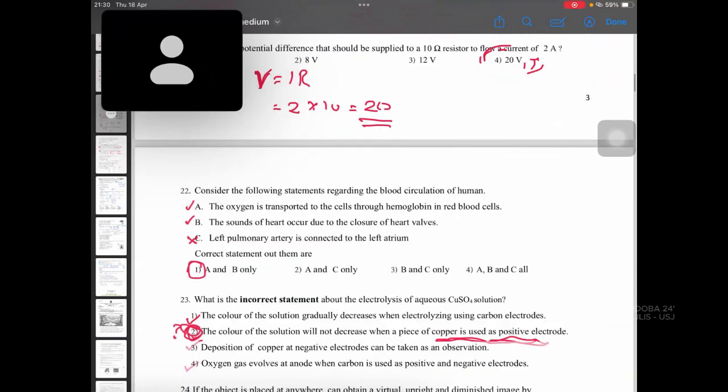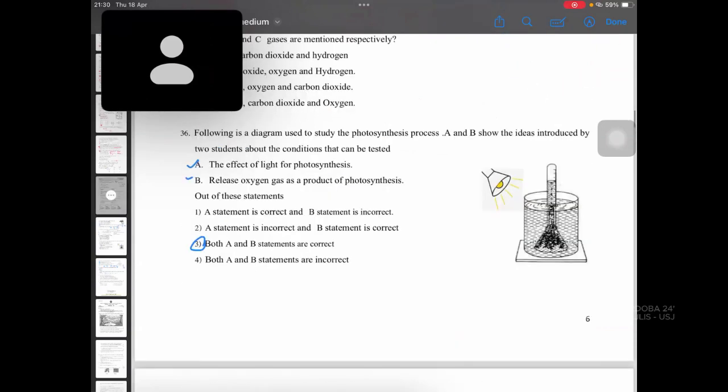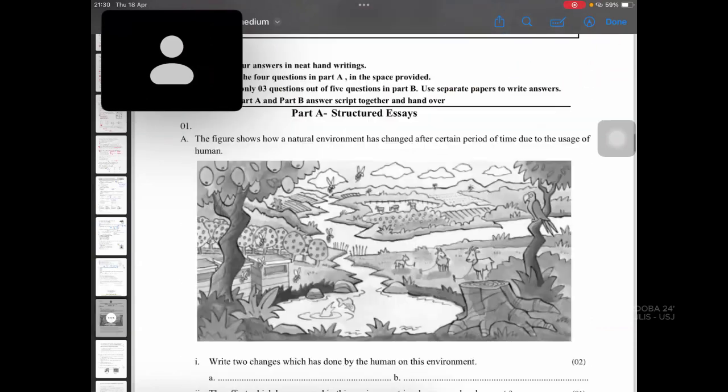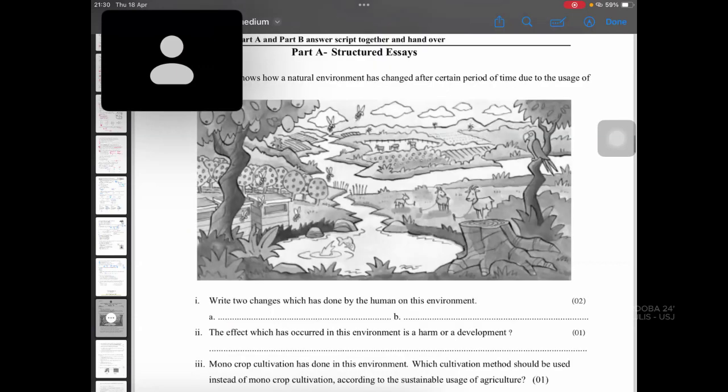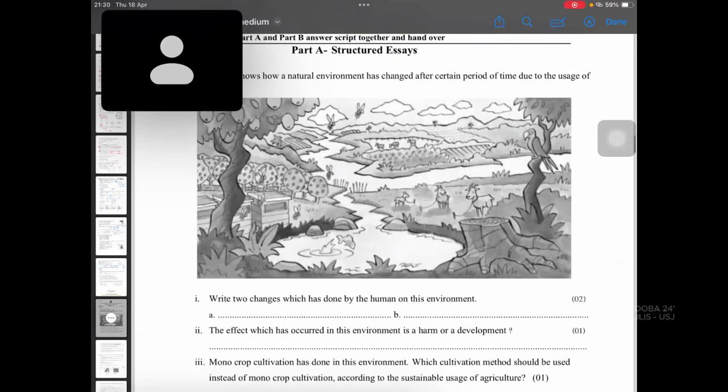We'll just have a very fast run through paper 2. Always in paper 2, the first question is on biosphere, right? I'm talking about O level. So this is also on biosphere. And most of the questions given here are common sense.